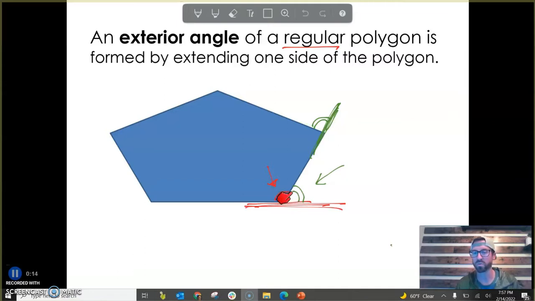So what we're doing in this video is finding the rule for the sum of all the exterior angles. So for this pentagon, what if I drew all 5 of those and added them all up? What if we did a hexagon? What if we did a heptagon or an octagon? That is what we're looking at.